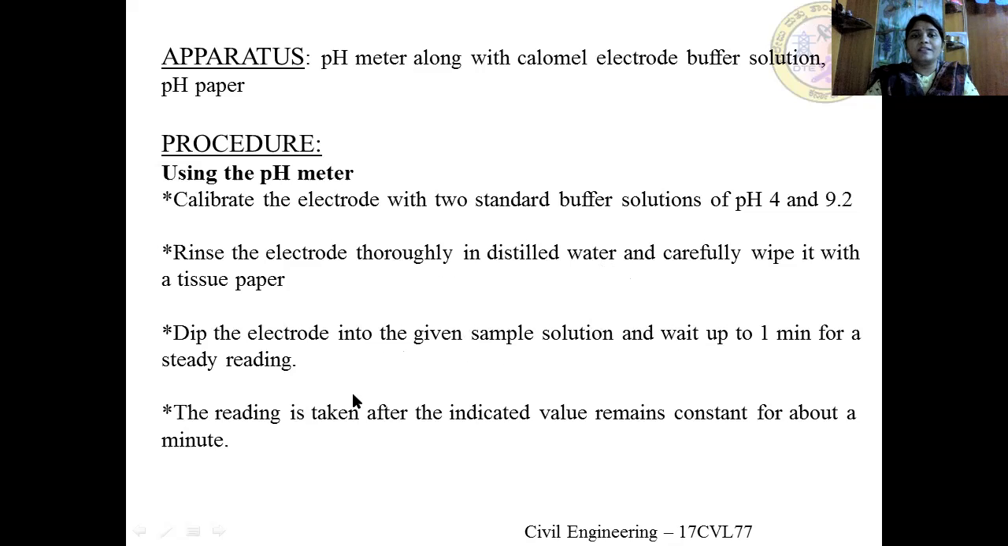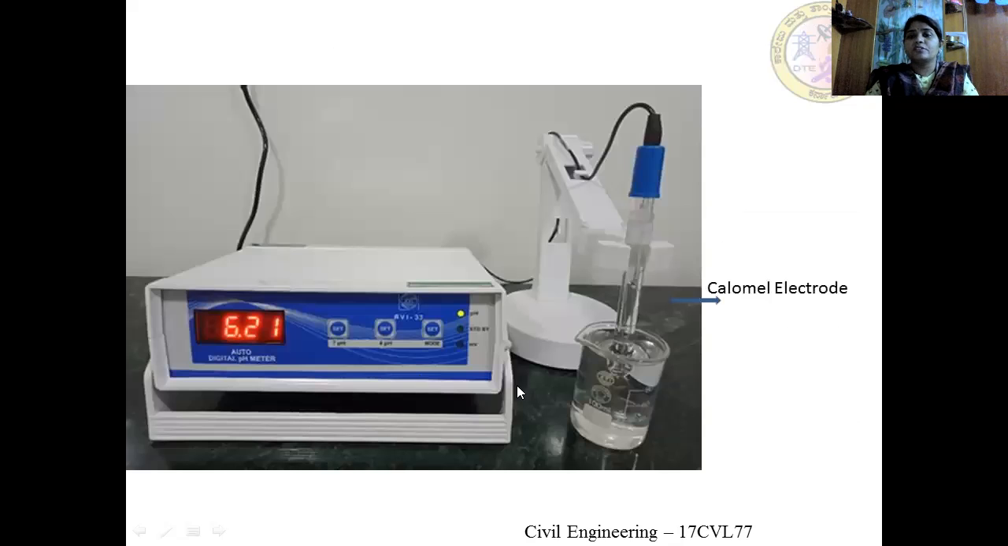So you can just see the figure of the pH instrument. This is the digital instrument. Here we have a knob which is used to adjust the reading, and this is the calomel electrode. Since calomel is surrounded, I have named it the calomel electrode. It can also contain silver chloride and potassium chloride. So what is the first step?